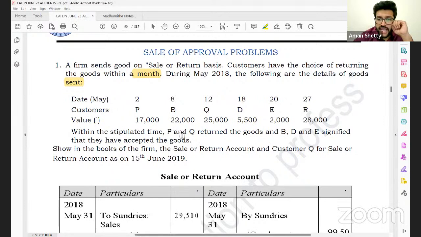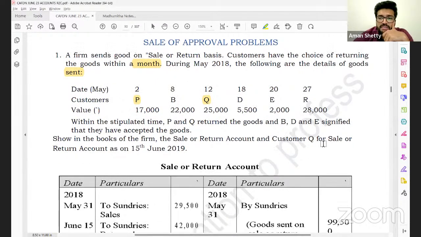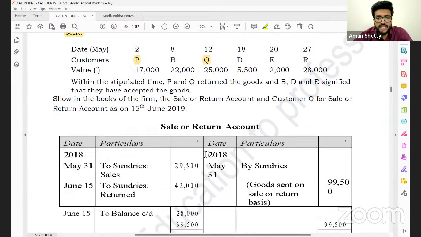Within the stipulated time, P and Q return the goods. Therefore, P's goods were returned, Q's goods were returned. Next, B, D, and E signified that they have accepted the goods. Show in the books of the firm the sale or return account and customer Q for sale or return account as on 15th June 2019.